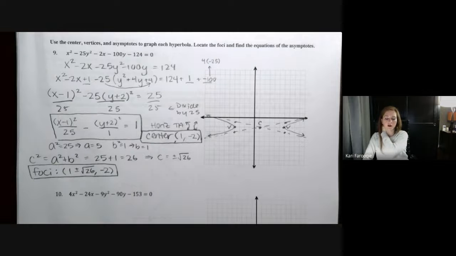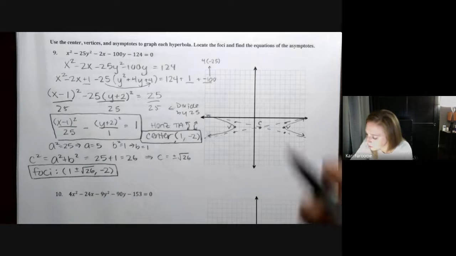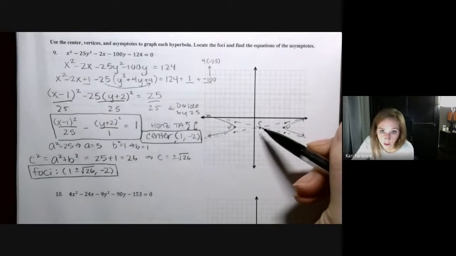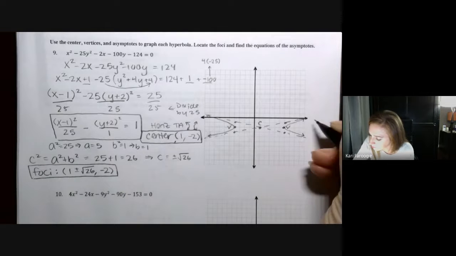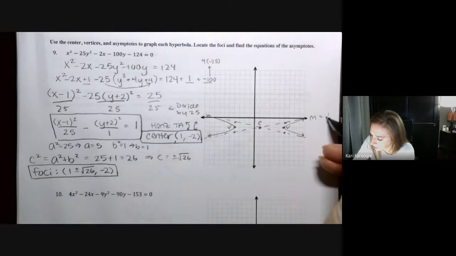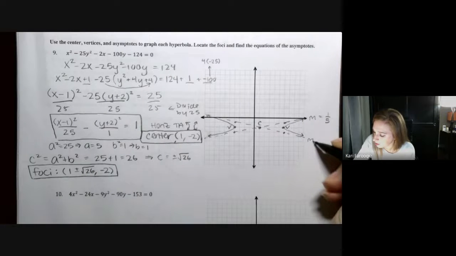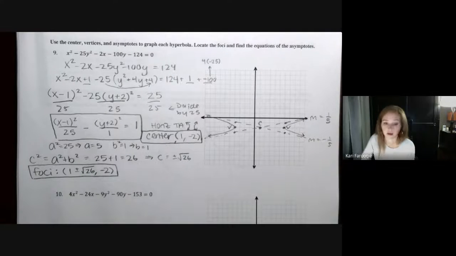Okay. The last thing we're going to do for this one is find the equations for the asymptotes. Notice the slope, if you don't want to look back, is rise 1, run 5. So we know that the slope is 1/5 and negative 1/5. So we'll use that fact to write the equations for these lines.